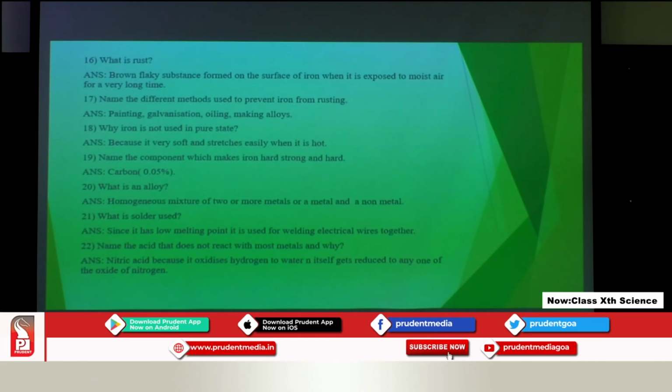Why is iron not used in pure state? Because iron stretches easily, so we cannot use it. Name the component which makes iron hard and strong. It is carbon. What is an alloy? It is a homogeneous mixture of two or more metals, or a metal and a non-metal. What is solder used for? Since it has a very low melting point, it is used for welding electrical wires together. Name the acid that does not react with most of the metals. It is nitric acid, because it is oxidizing hydrogen to water.